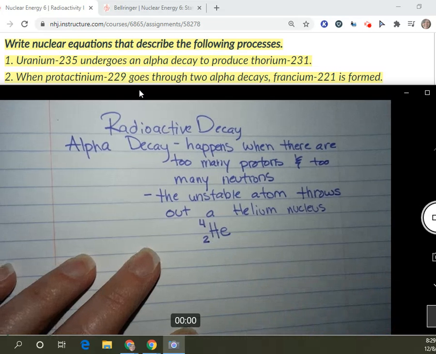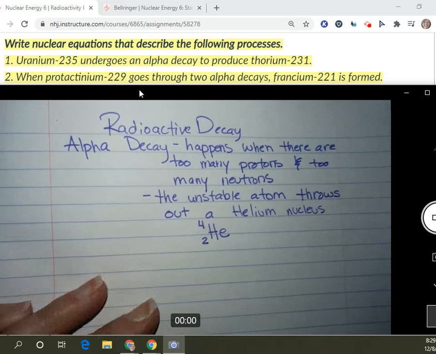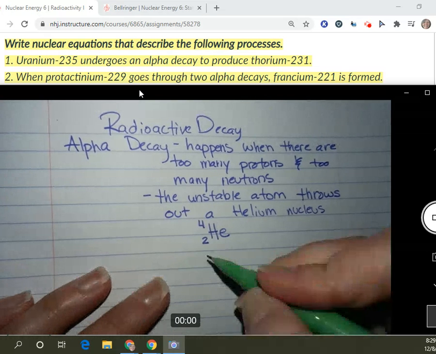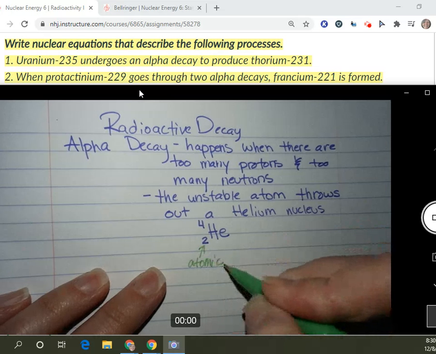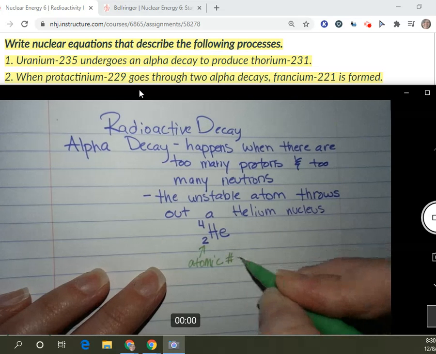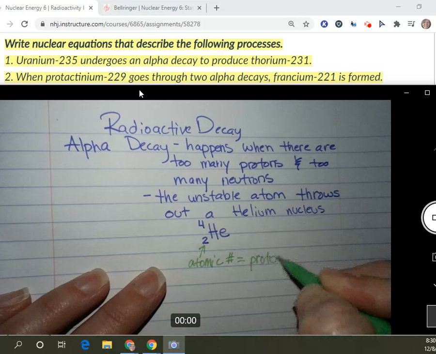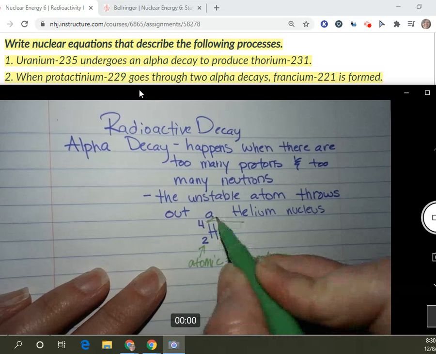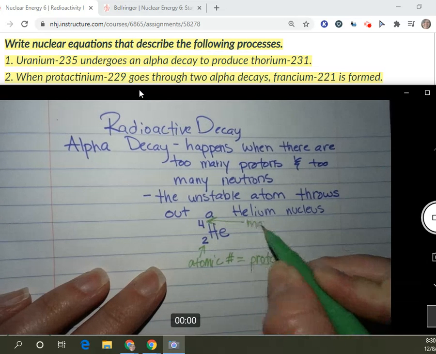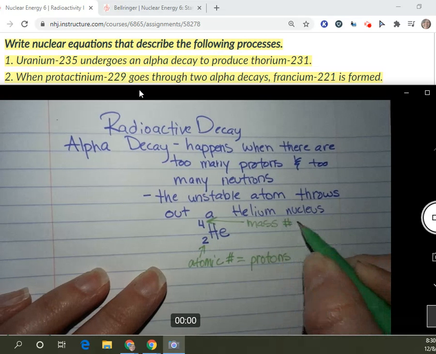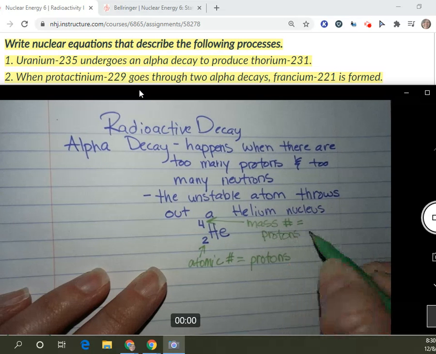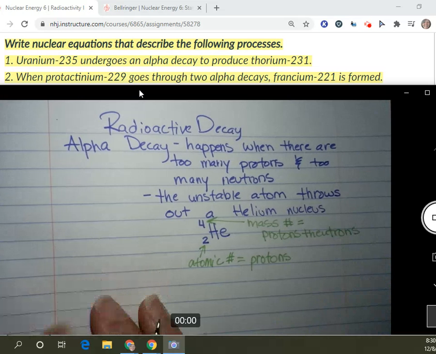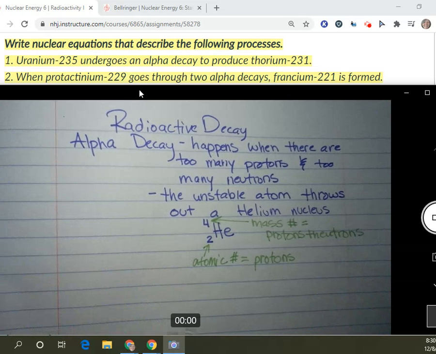So you might say, I don't remember this. This was from a long time ago. Well, let's review it and make sure we understand. This is the atomic number, and this equals the protons. This is the mass number, and it equals the protons plus neutrons. Right? So now we can go on and do our problems.